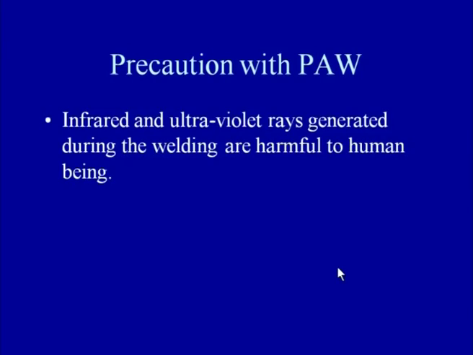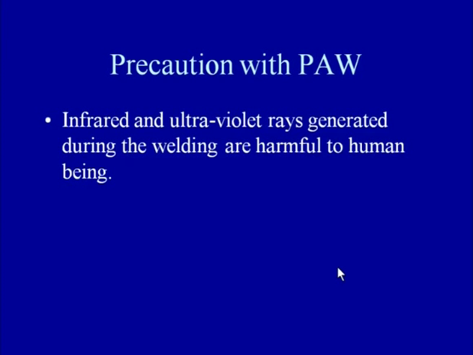Further, there are certain precautions required in case of the PAW process, and these are mainly associated with the kind of sound which is created during the PAW process and the radiations which are generated during the welding. During the PAW process, infrared and ultraviolet rays are generated, and these are considered to be harmful to the human being when exposed for a longer duration.